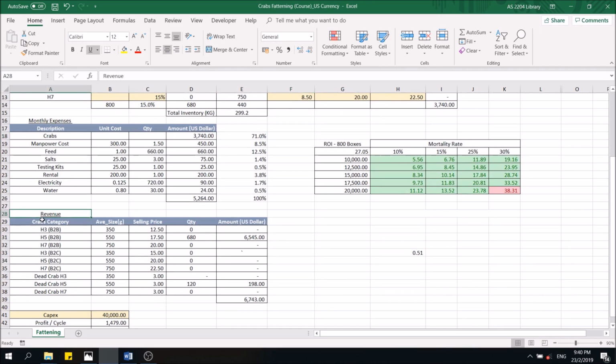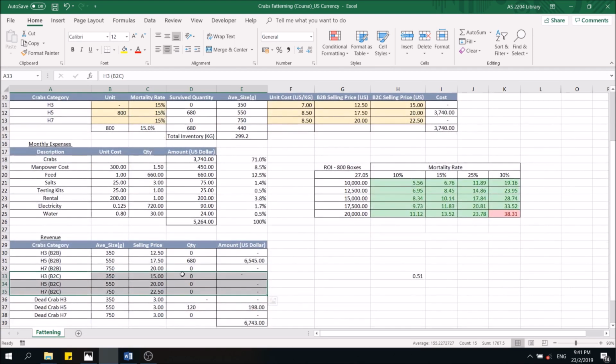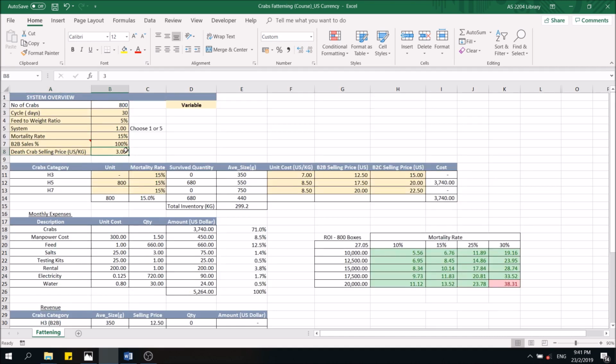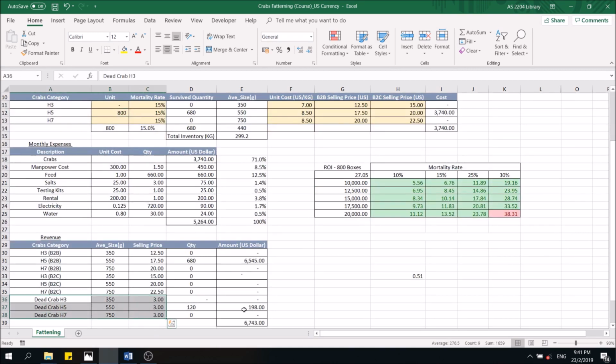Basically we can create revenue by selling crabs. So I have split the revenue into two categories. One is B2B and the other one is B2C. From the beginning, I chose 100% of sales from B2B, so you will not see any B2C sales here. Next, we have the revenue from selling dead crabs. As you can see, I have input $3 per kg in my model. And you can see there is revenue from selling dead crab.